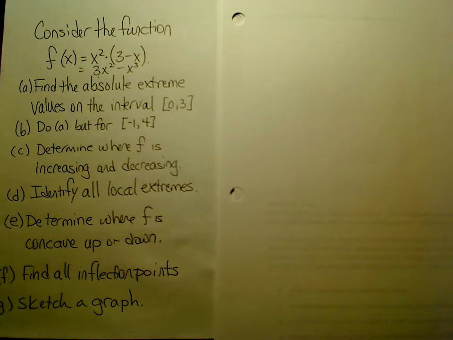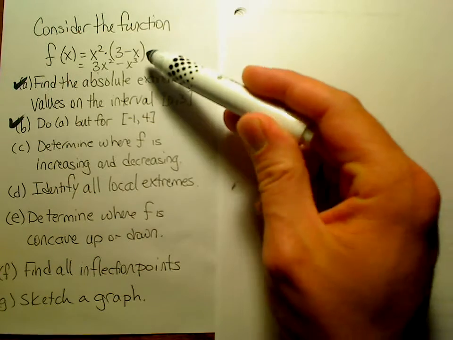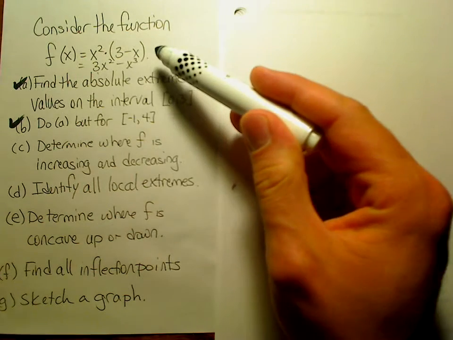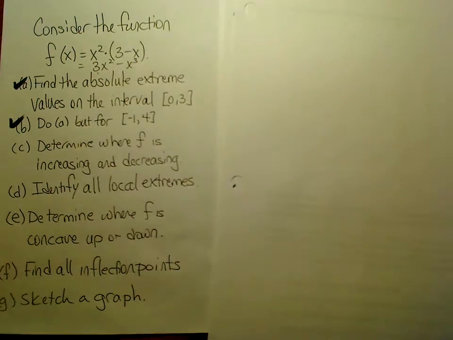So we're continuing looking at the same problem. Even if you hadn't watched the first video, this will still all hold together by itself. In the first video, we talked about a and b. But we got this function, f of x is x squared times 3 minus x, which we expanded into 3x squared minus x cubed, because sometimes that's useful for doing derivatives quicker.